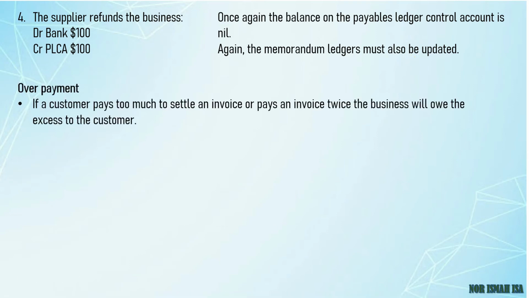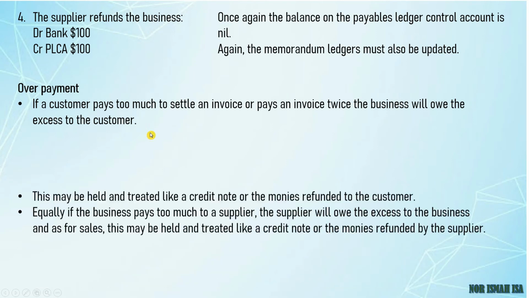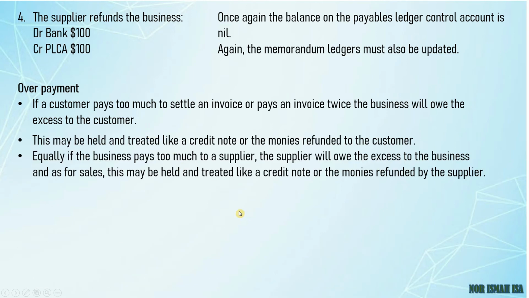Another entry related to the control account is overpayment. If a customer pays too much to settle an invoice or pays an invoice twice, the business will owe the excess to the customer. This seldom happens. This may be held and treated like a credit note, or the money is refunded to the customer. Equally, if the business pays too much to a supplier, the supplier will owe the excess to the business, and as before, this may be held and treated like a credit note, or the money is refunded by the supplier.